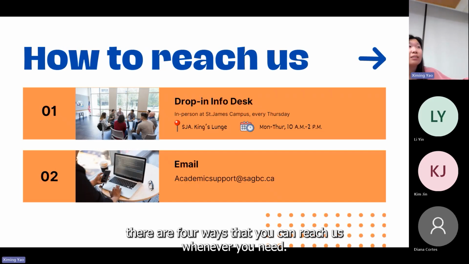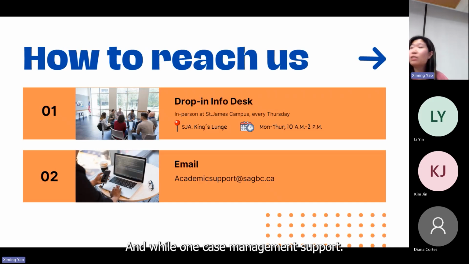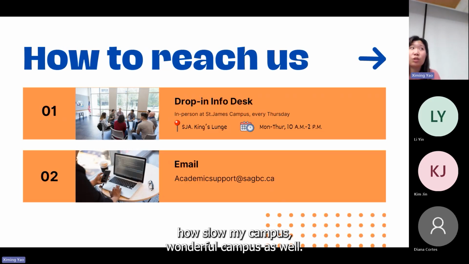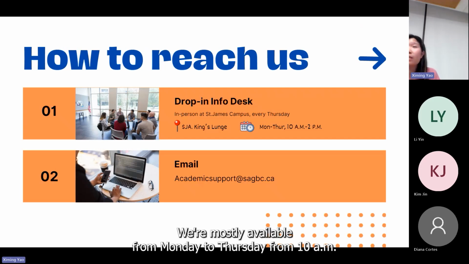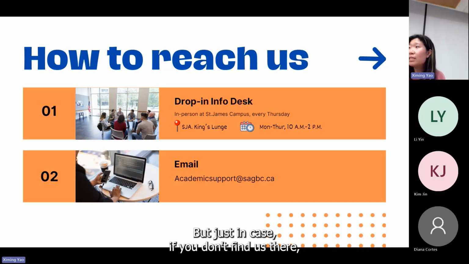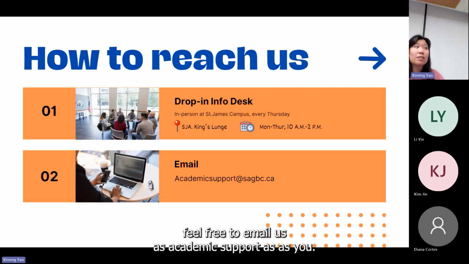There are 4 ways that you can reach us whenever you need one-on-one case management support. We have a drop-in info desk at St. James campus, like where we are now, but we're also at Casa Loma campus and Waterfront campus. We're mostly available from Monday to Thursday from 10 a.m. to 2 p.m. at the King's Lounge, for example at this campus at King's Lounge. But in case you don't find us there, feel free to email us at academicsupport@sagbc.ca.